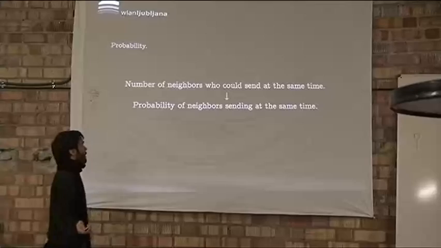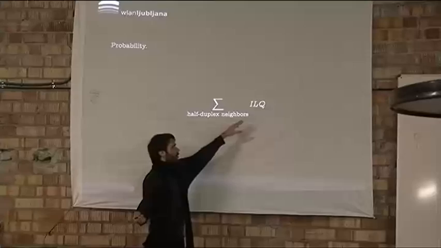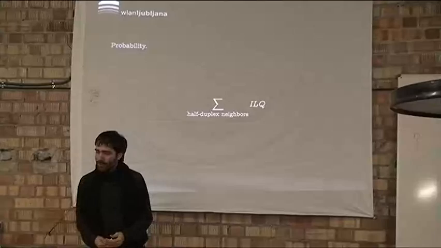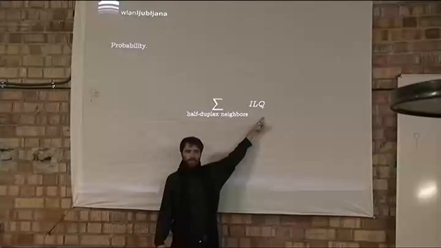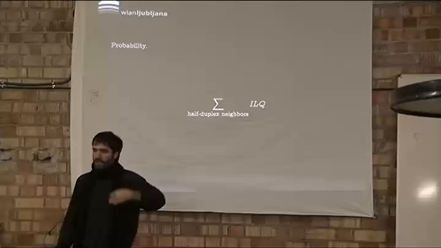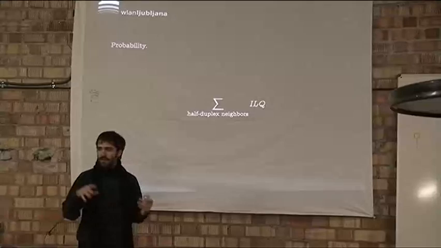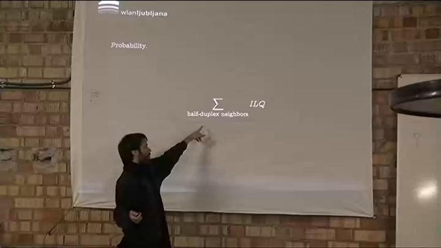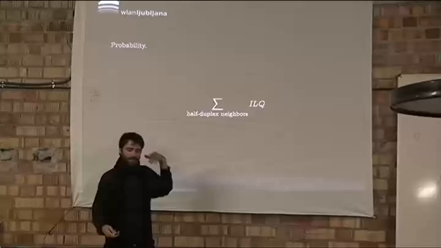And the question is how you measure the probability of them sending to you. And I said maybe I can just misuse the inverse inequality, so this is the quality, the percent of packets coming successfully from them to me, as a measure of how much they can send me on average. And I sum over all neighbors, and of course only over half duplex neighbors, not about, as we said before, everyone. So this is the final proposal I have.